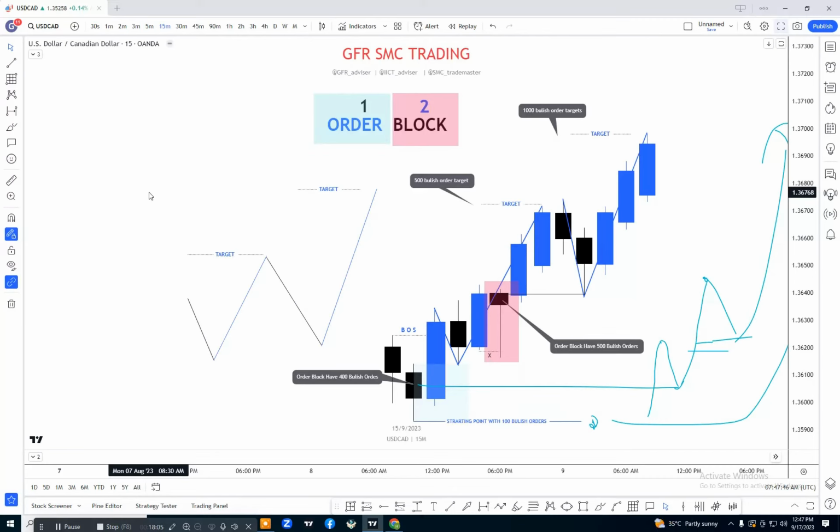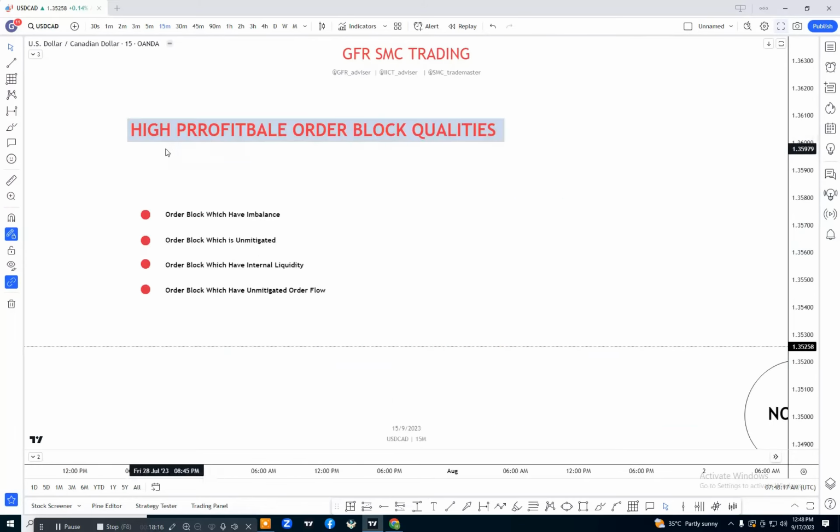to the market. Now we will switch to the next diagram to learn deeper things about the order block. Now if we see here, what are the qualities of a highly profitable order block? Which order block will be highly profitable for us? If an order block has these qualities, then that order block will be highly profitable for us.